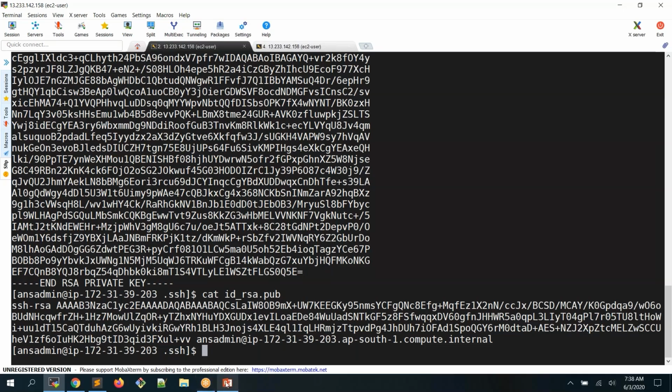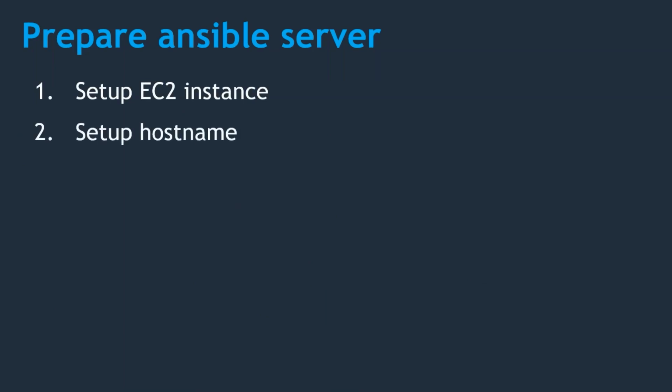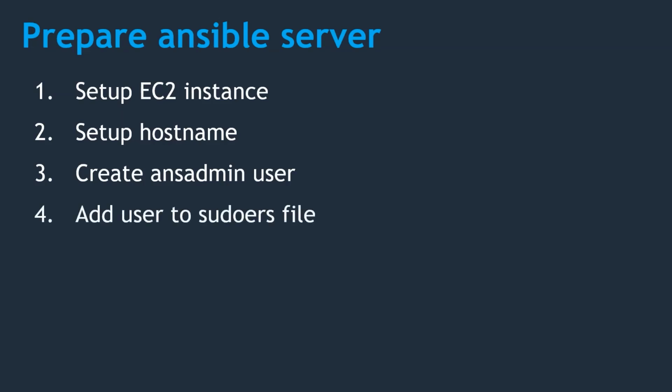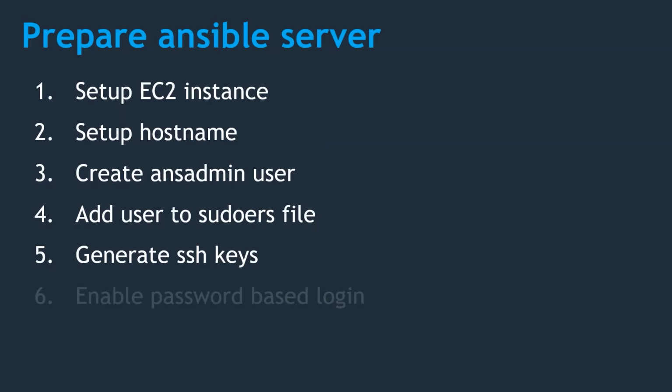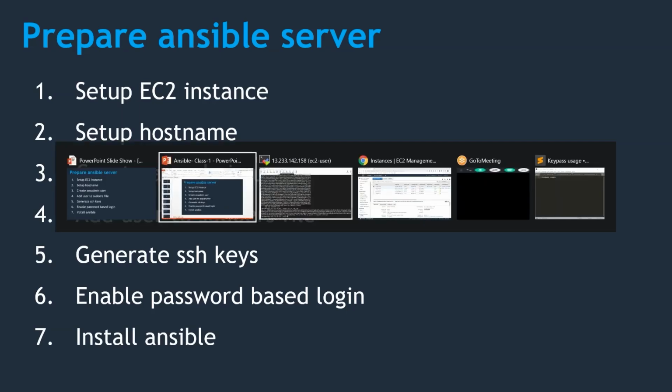Again, I'm going through one more time just to check we didn't miss any steps. First thing is we have set up an EC2 instance, then set up the hostname, then create the ansadmin user, add the user to the sudo file. Next, generate SSH keys. Next, enable password login. At last, we need to install Ansible. So far we just set up our environment. Now let's try to install Ansible.